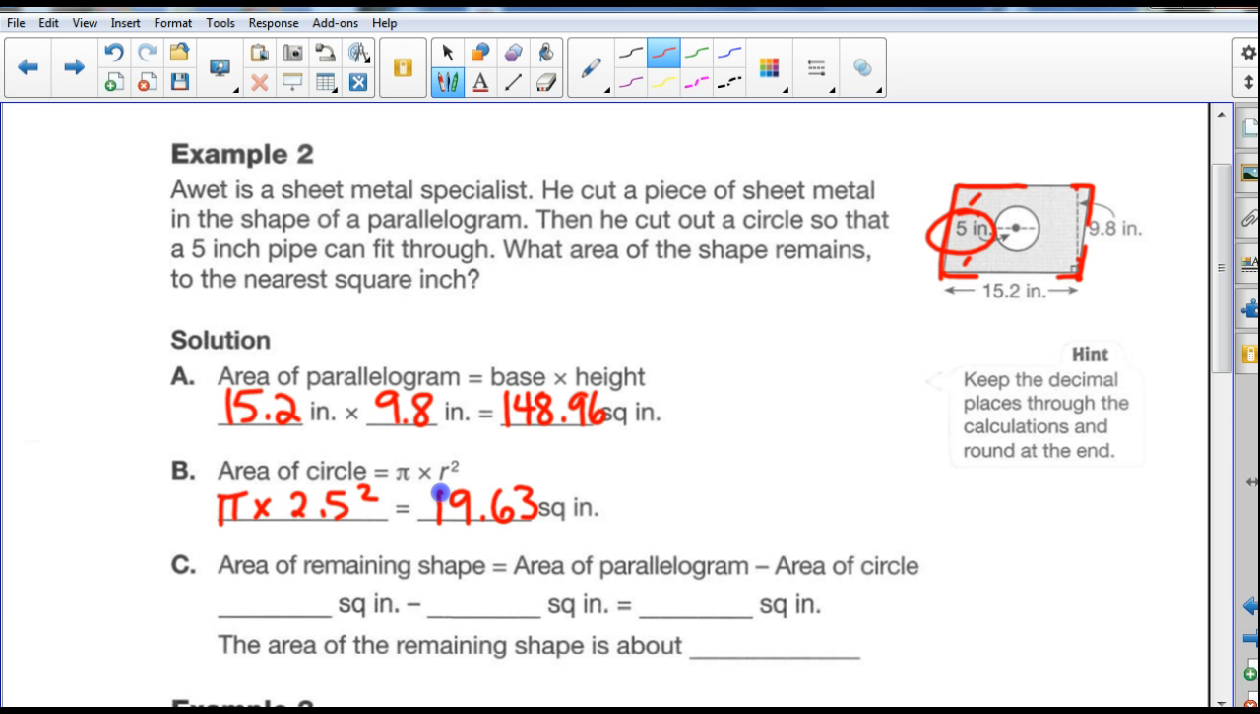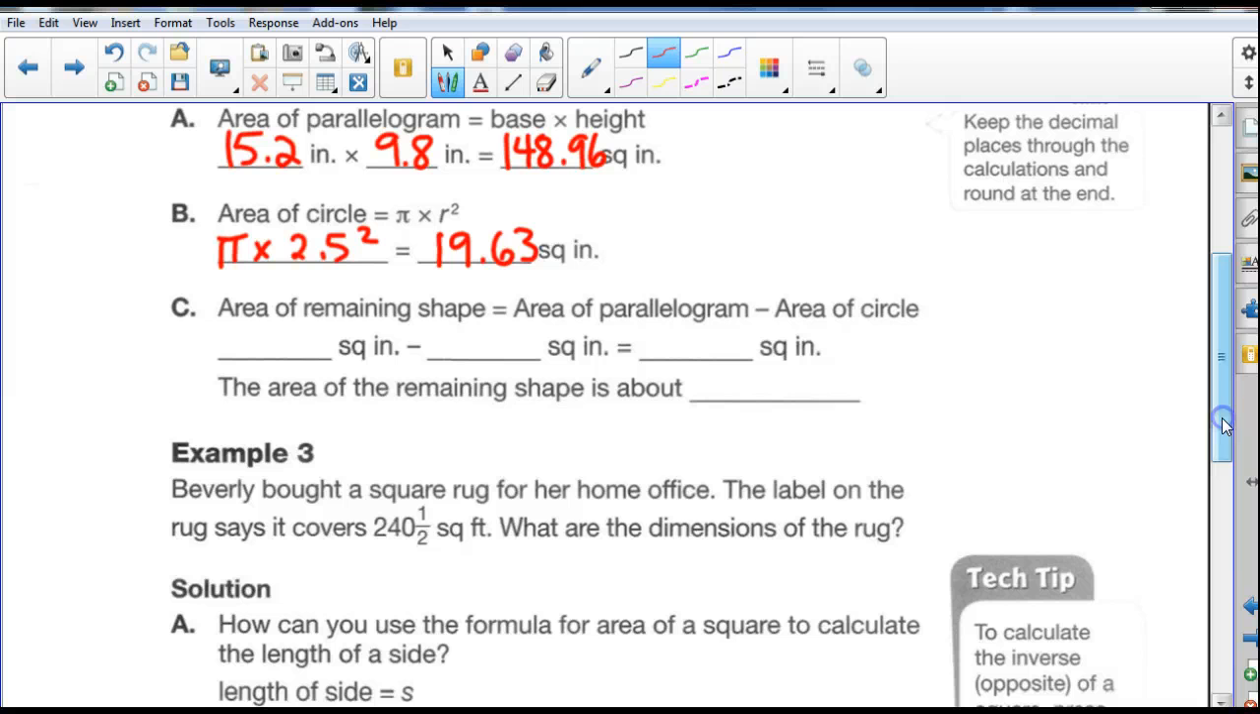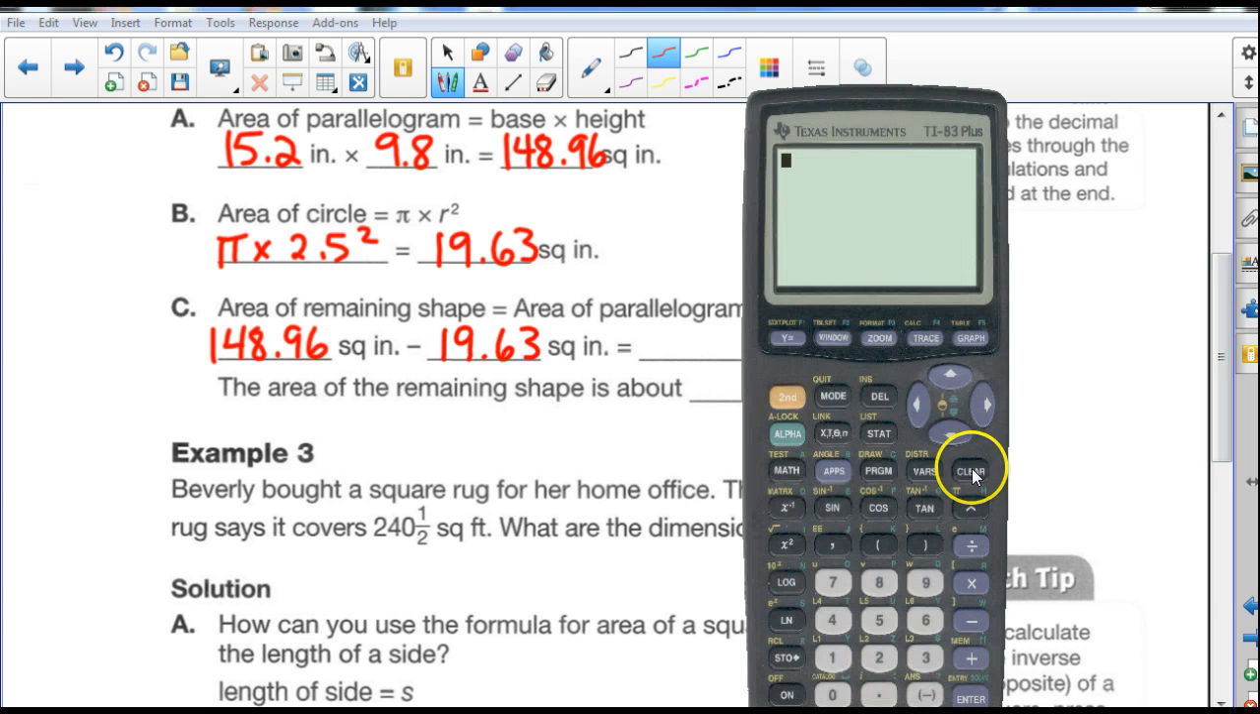19.63 square inches. Okay? Area of the remaining shape is just equal to the area of the parallelogram, subtract the area of the circle, so it's going to be 148.96 square inches. Subtract 19.63 square inches. We can take our calculator and do that.